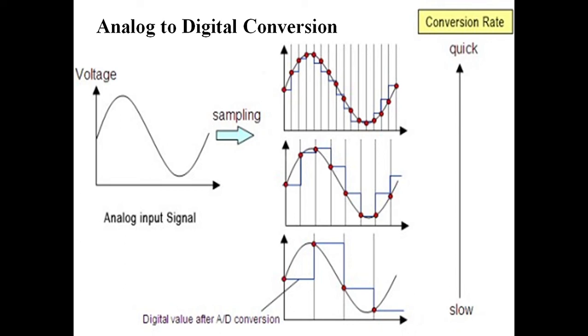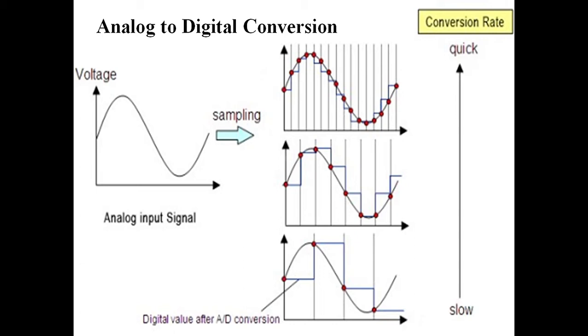Analog to digital conversion. In the real world, we are using different electronic devices which take analog inputs, convert them into digital, and process the digital data. For example, mobile phones take our voice as an analog signal, convert it into a digital signal by using the analog to digital converter, and send our voice signal to the destination.